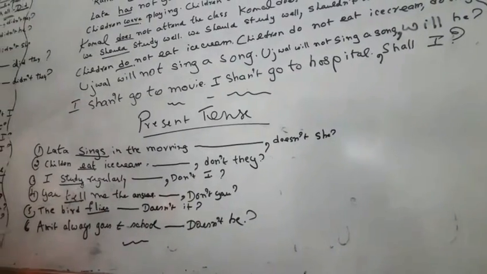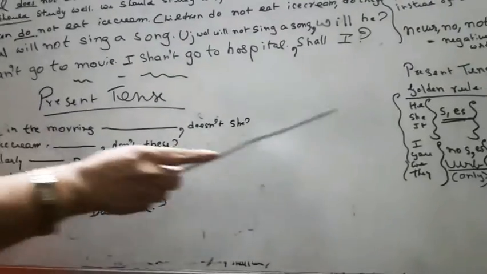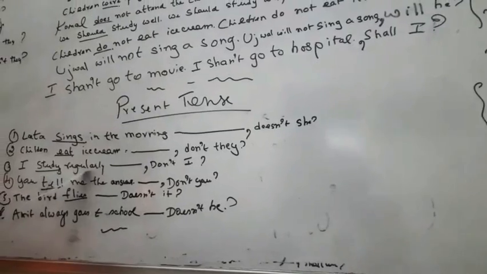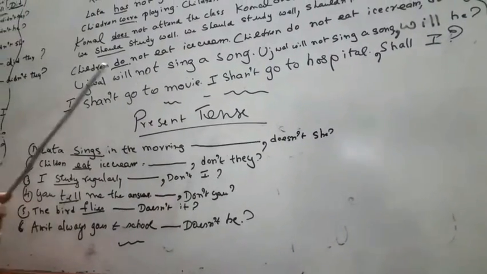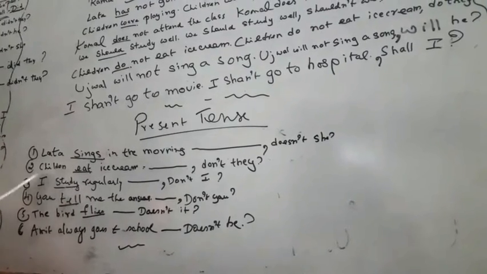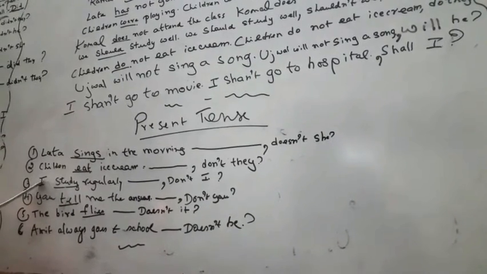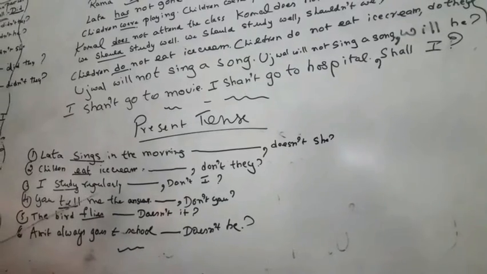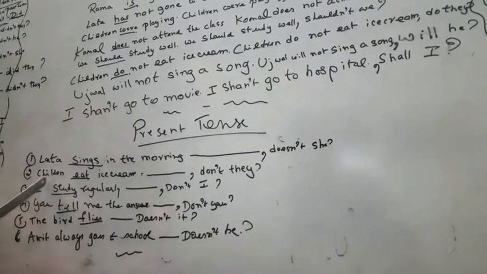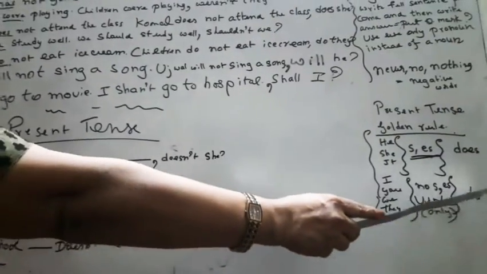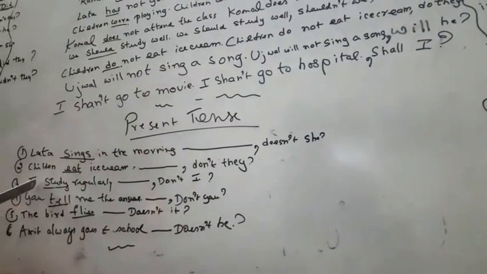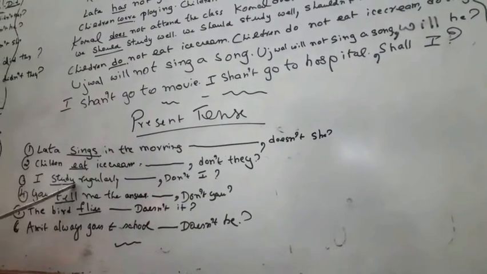Now, I study regularly. Now see the rule here. I, you, do. So, I study regularly, don't I? Because the pronoun is I. When the pronoun I comes, you use the verb do. And as the sentence is positive, you have to write don't I.